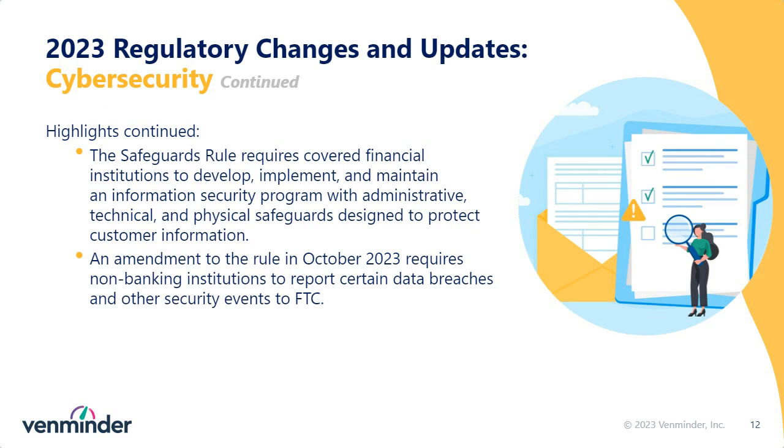So some of the highlights of the FTC Safeguards Rule are where financial institutions are required to develop, implement, and maintain an information security program with technical and physical safeguards. So a lot of nuance, a lot of detail there in the structure and the implementation. It also goes into further amendments and clarifications on reporting data breaches and other security events back to the Federal Trade Commission.